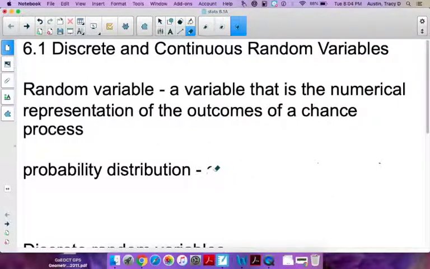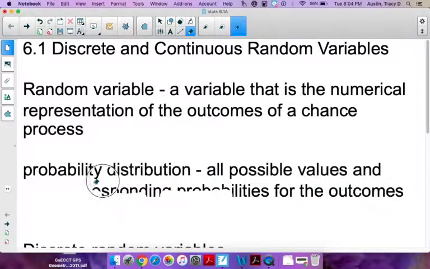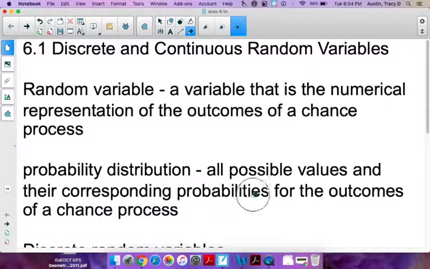Okay, probability distribution we've already seen. This is the same as it was last chapter. Basically, it's a probability model. You're going to make a table that has all the possible outcomes and all of their probabilities. So this is very close to what it was last chapter as far as the definitions. We have our X, whatever we're going to define our X as far as what we're looking for as an outcome, and then we're going to make a table from it.